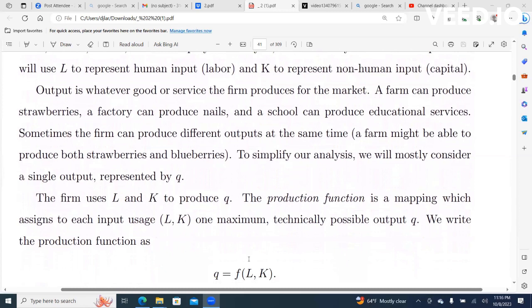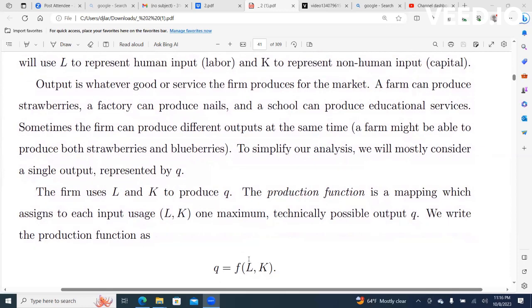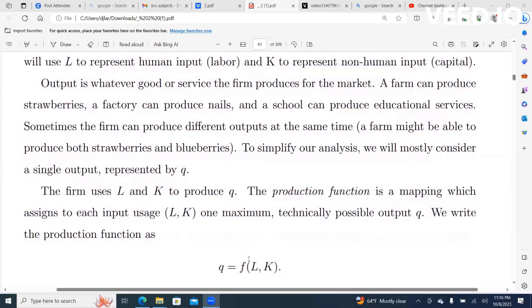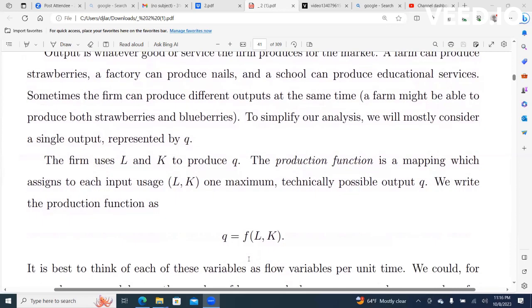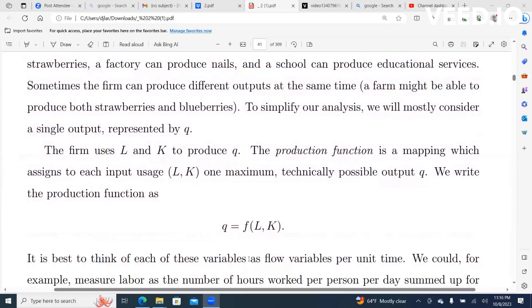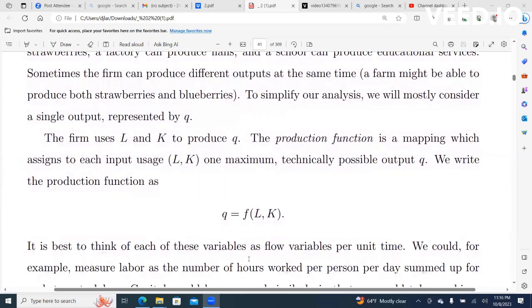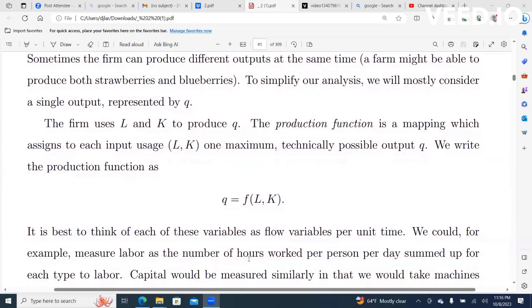The firm can sometimes produce different outputs at the same time. A farm might be able to produce both strawberries and blueberries. To simplify our analysis, we will mostly consider a single output represented by Q. So the firm uses L and K to produce Q: the production function.